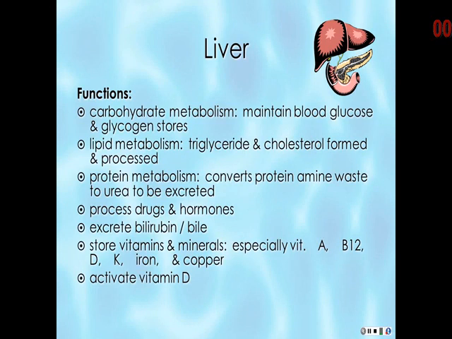Hormones and drugs are processed by the liver as well, forming bilirubin used in bile. Vitamin D is activated and stored by the liver. Other vitamins and minerals are stored in the liver, like vitamin A, vitamin B12, vitamin K, iron, and copper. It's also involved with the last step in activation of vitamin D.